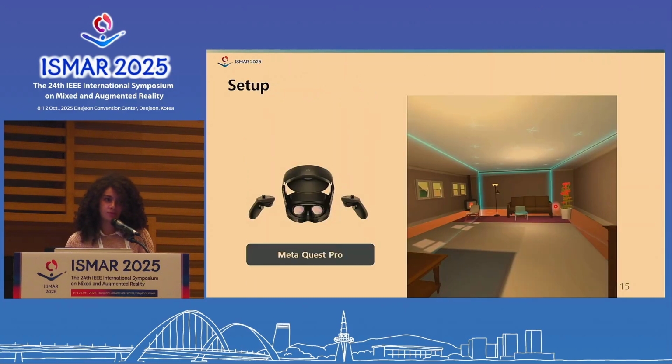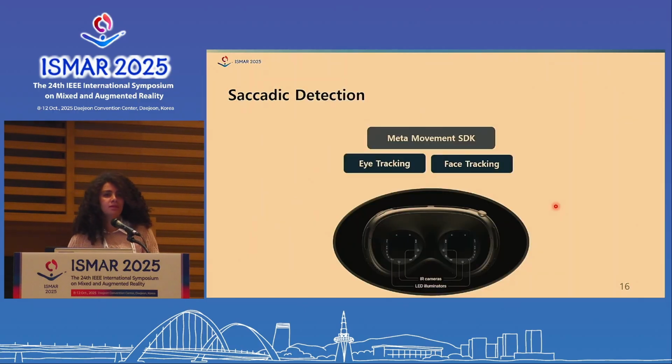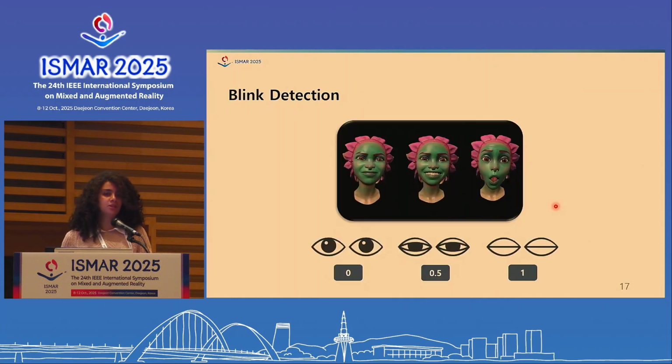One of the main contributions of this paper is to implement everything with a standalone headset without relying on any external trackers or eye trackers. So we used the MetaQuest Pro, and everything was implemented in Unity. In order to detect saccades, we relied on the infrared cameras in the MetaQuest Pro, from which we can compute the angular velocity of the eyes, and if they exceed a certain threshold, that counts as a saccade. Similarly, we also utilize the blend shapes from the headset, and if the value of the eyes is closer to 1, that counts as a blink.